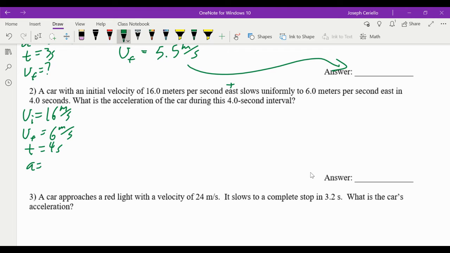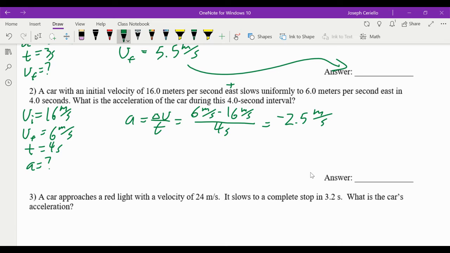So what's our acceleration? So I'll use A equals delta V over T. Delta V is always V final minus V initial, always final minus initial. So it's 6 meters per second minus 16 meters per second. And that ends up being negative 10 on top. Negative 10 over 4 is negative 2.5 meters per second squared.